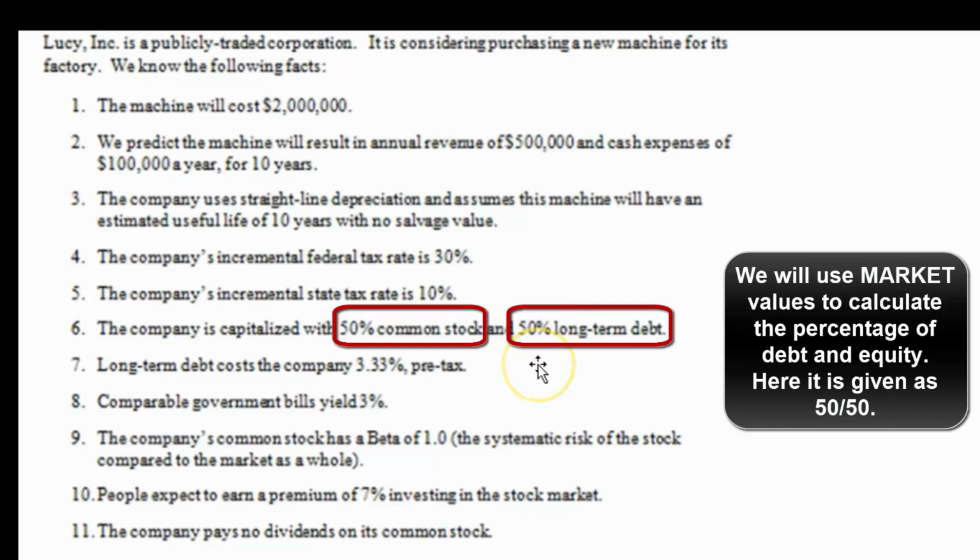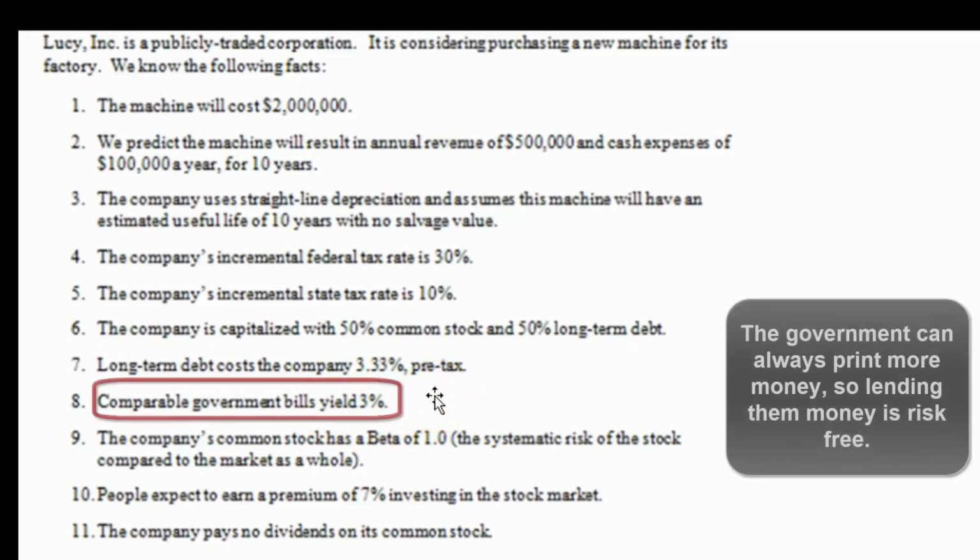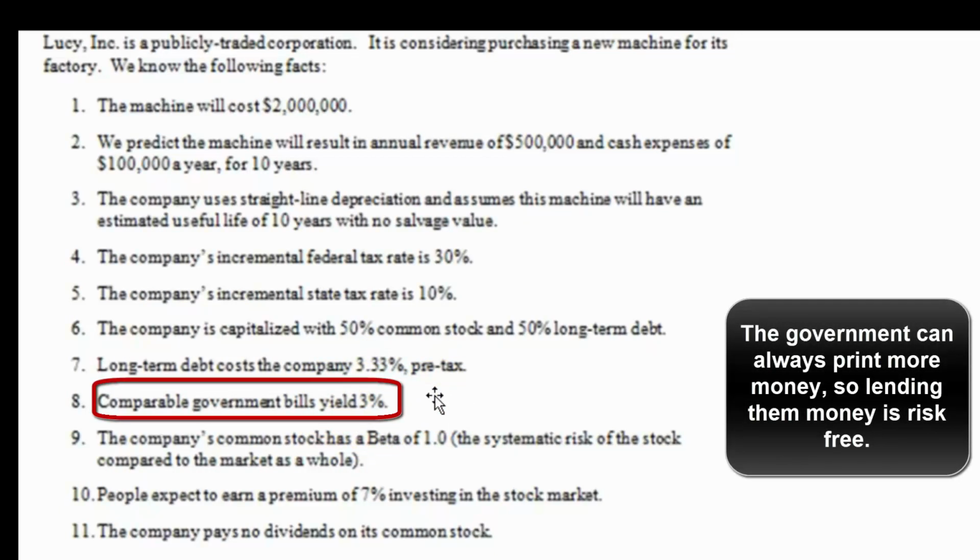Our right-hand side of the balance sheet is half debt and half equity. Our long-term debt, if we went to borrow money today, we'd have to pay 3.33%. The government is offering its long-term bills at a 3% rate. That's a risk-free rate. There's no risk to buying government bills.